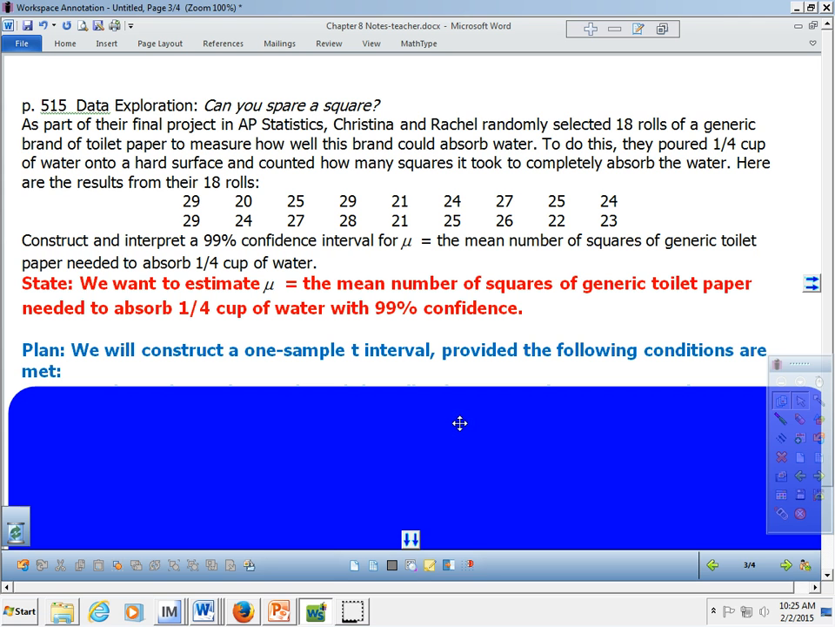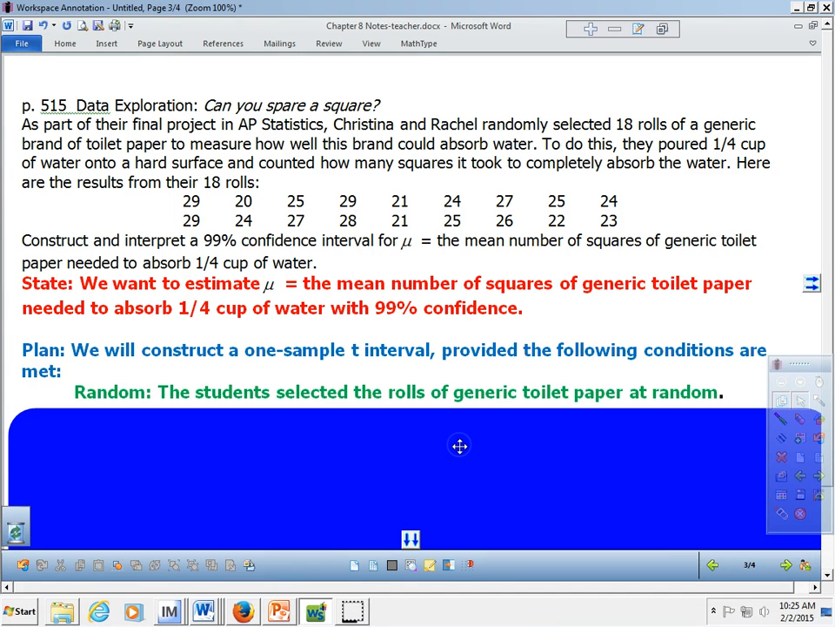Okay, plan, how are we going to do this? Well, we will construct a one-sample t-interval, provided the following conditions are met. So now you've listed your inference procedure. We're doing a one-sample t-interval instead of a one-sample z-interval, and there you've gotten part of the credit that you need. And then we go check our conditions. Random. The student selected the rolls of generic toilet paper at random. Okay, and it says so in the problem, randomly selected.